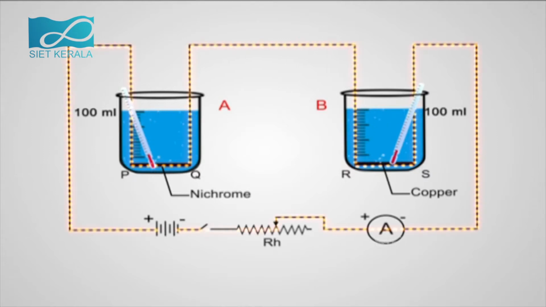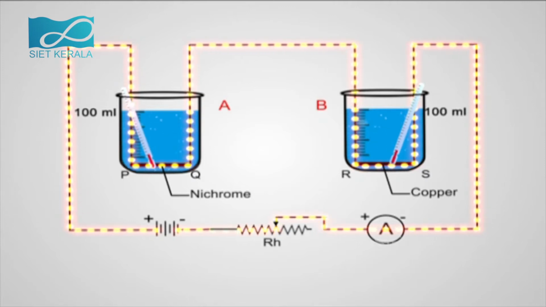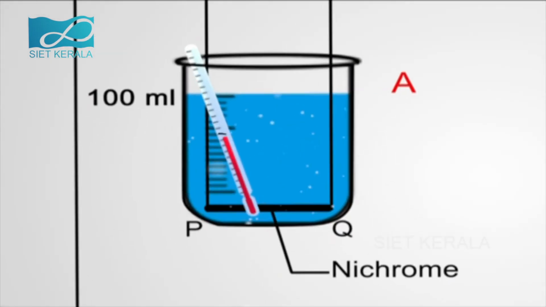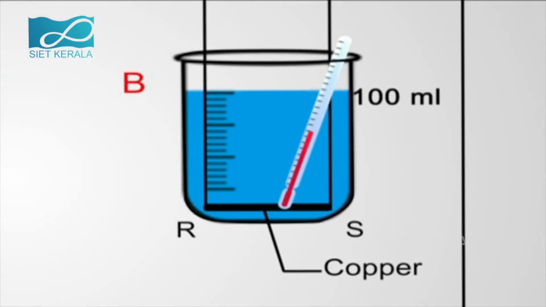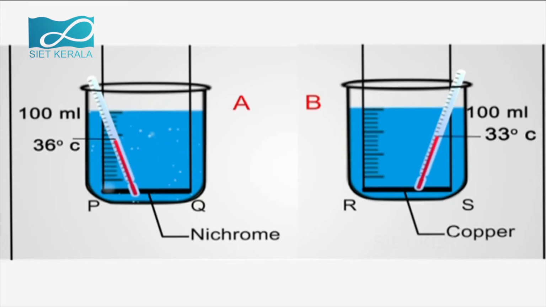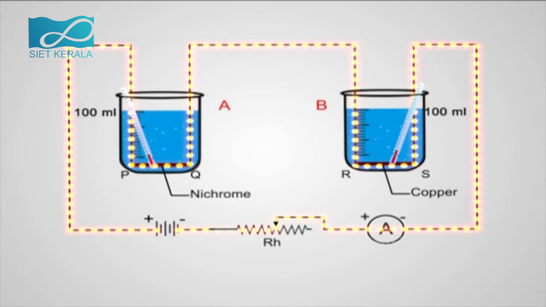Now the switch is turned on. After 3 or 4 minutes, we can see from the thermometer reading that the water in the beaker having nichrome wire has become hotter. From this we can understand that PQ, the nichrome wire, has become hotter than the copper wire. The same current, 1 A, was flowing through each since they are in series.